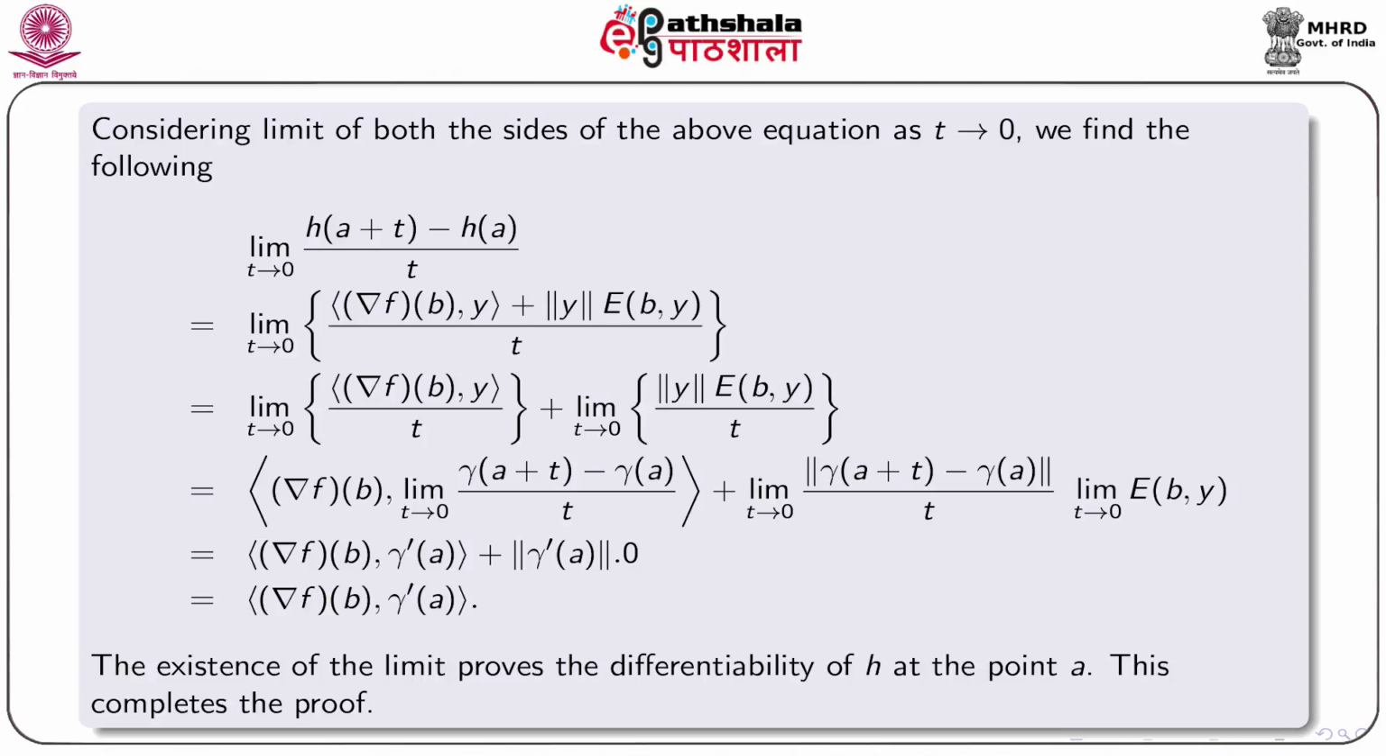Now, the limit of (gamma(a+t) - gamma(a))/t must be gamma'(a), as gamma is differentiable at the point a. And from our first order Taylor formula, we know the limit of E_b(y) is 0. So, if we put all the things here, finally we have the inner product of grad f at b and gamma'(a) equals the limit of (h(a+t) - h(a))/t as t approaches 0. So, the limit exists, that is h'(a) exists, in other words h is differentiable at the point a. Moreover, h'(a) equals the inner product of grad f at b and gamma'(a).